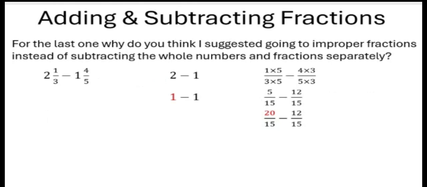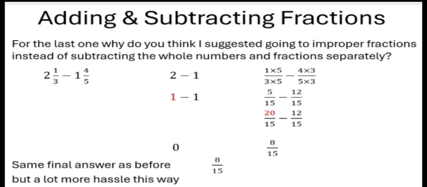1 minus 1 for the whole numbers is 0. And 20/15 minus 12/15: 20 minus 12 is 8, so 8/15. So we have 0 and 8/15, which of course we would just write 8/15, which is indeed the same number that we got before, just with a bit more hassle. And that is the end of our lesson on adding and subtracting fractions when they do not have a common denominator.